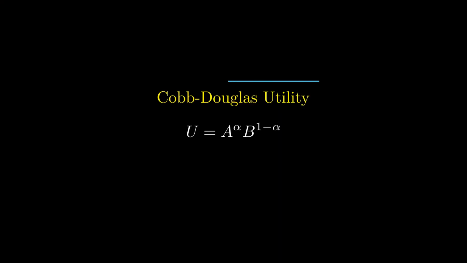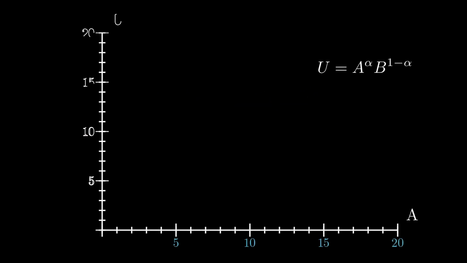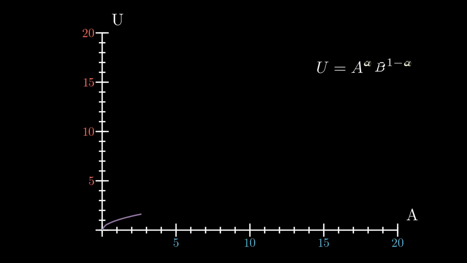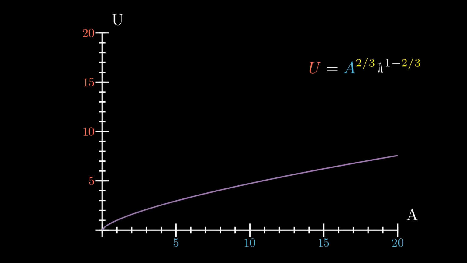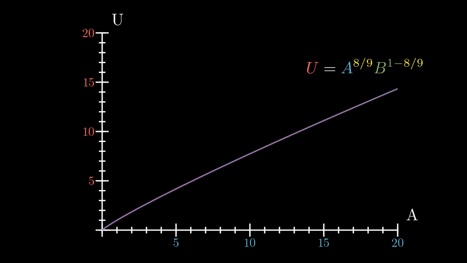So just as a little example here, let's look at a famous utility function, one that we've actually already been using, called the Cobb-Douglas utility. Let's let A stand for apples and B stand for bananas, and let alpha equal 1/2. This is difficult to summarize in 2 dimensions, so I'm going to set B equal to 1, and we'll vary different values of alpha. When alpha is very small, increases in A have a relatively small effect on the utility. But when alpha is very large, increases in A have a relatively larger effect on the utility.